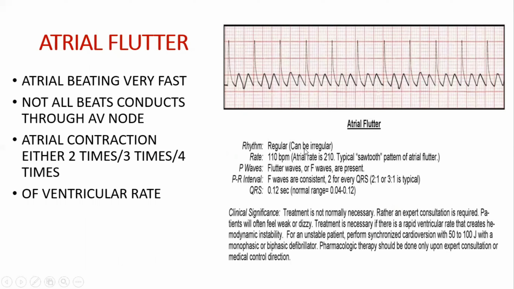Rhythm is regular, but can be irregular. Rate is 110 beats per minute. P waves, flutter waves, or F waves are present. F waves are consistent, 2 for every QRS, and QRS is in normal range, 0.12 seconds.